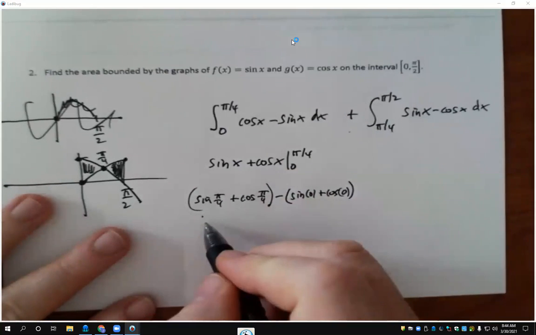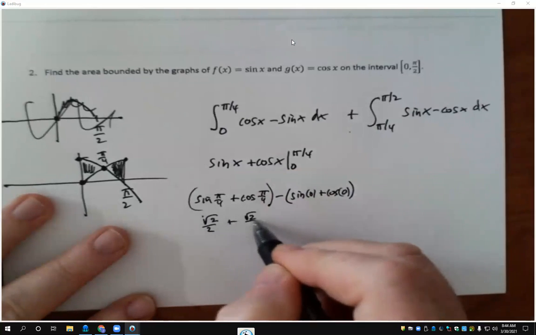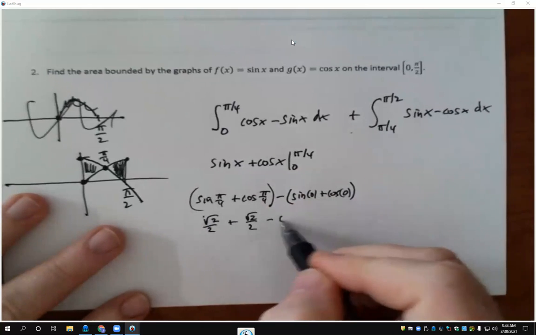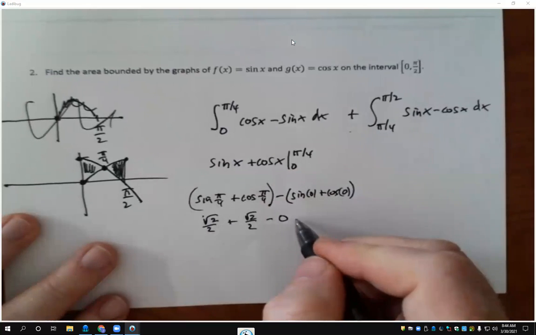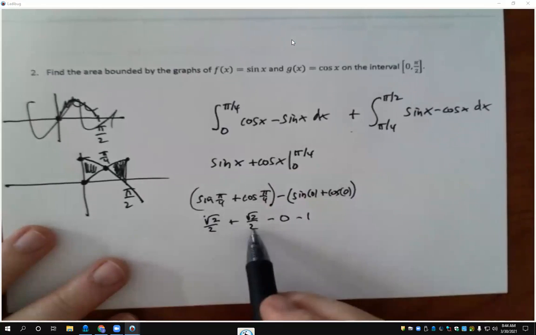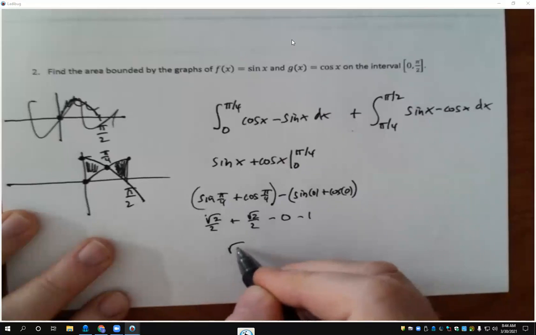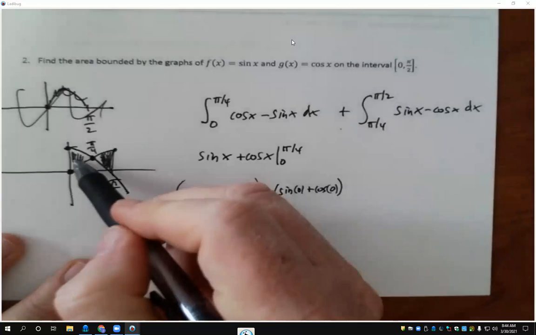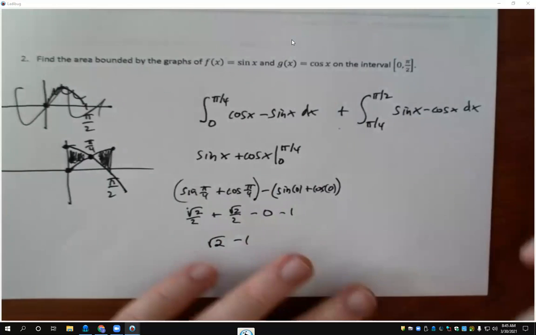The sine of pi over 4 is radical 2 over 2. The cosine of pi over 4 is radical 2 over 2. The sine of 0 is 0, and the cosine of 0 is 1, so it's going to be minus 1. Radical 2 over 2 plus radical 2 over 2 is 2 radical 2 over 2, or just radical 2 minus 1. So that's what the area of my left part is equal to.